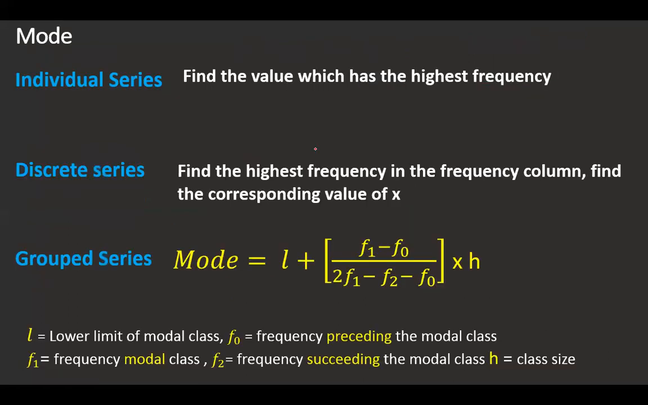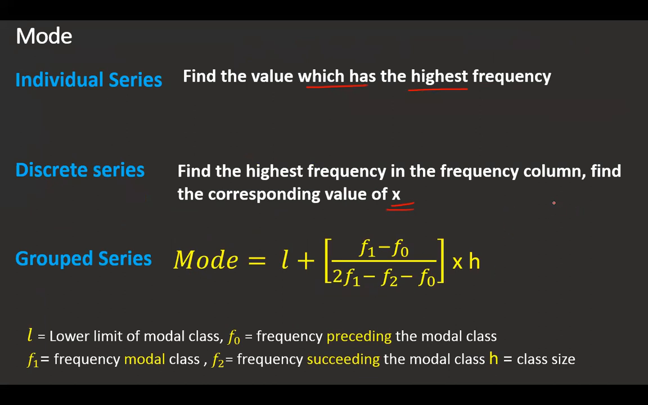For individual series, find the value which has the highest frequency, finish it off. That's all. In discrete series also, we are going to find out the highest frequency and the corresponding x. Then for grouped series alone, we have a formula which says L plus (F1 minus F0) divided by (2F1 minus F2 minus F0).